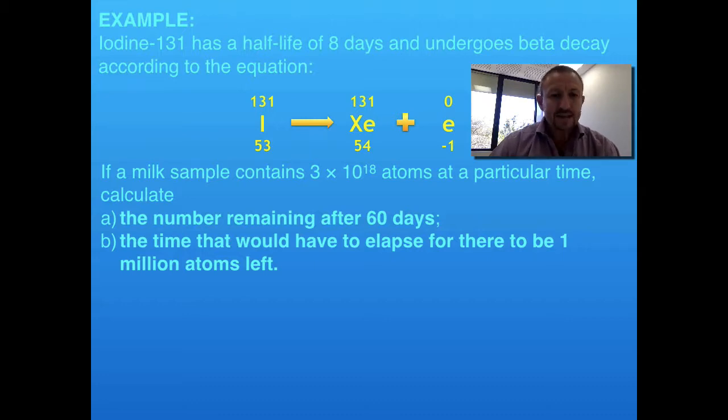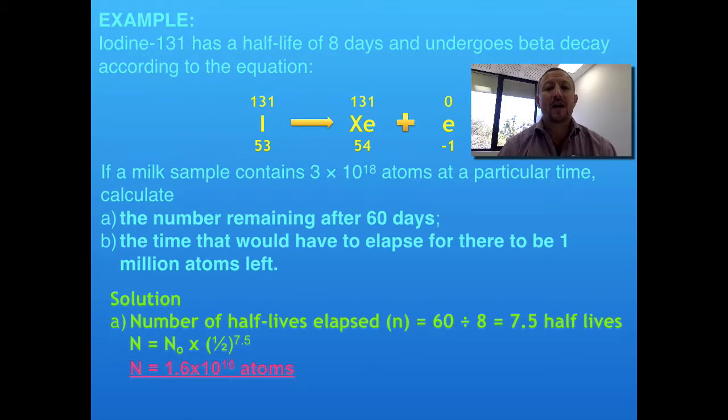So let's have a look at the solution. Well, the number of half-lives elapsed. Now, we don't know that for A. We know that we've got the number remaining after 60 days. So we've got 60 days, and we know the half-life is eight days. So how many half-lives is 60 days is what we're going to ask ourselves. So by dividing 60 by 8, that will tell us the number of half-lives.